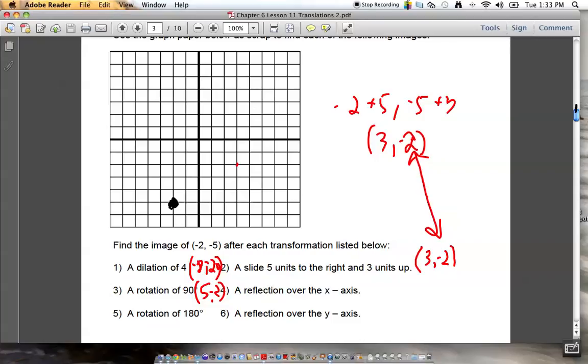Reflection over the x-axis. Count and repeat. 1, 2, 3, 4, 5. That would be (-2, 5). Rotate 180. This would spin all the way around and end up here. That would be (2, 5). Reflection over the y-axis. Go this way. 1, 2. That'll be the point (2, -5). Remember, when you reflect over the y-axis, the y stays the same. When you reflect over the x-axis, the x stays the same. Are there any questions?